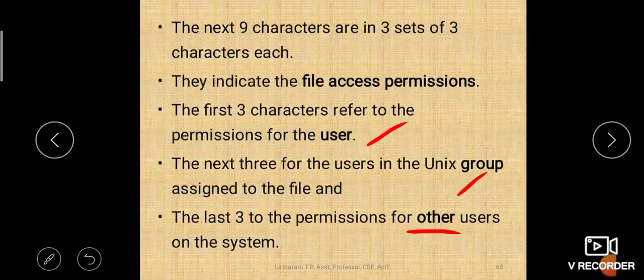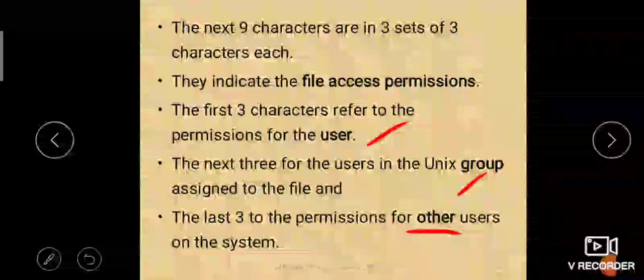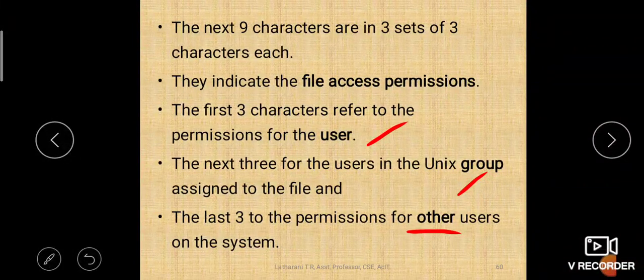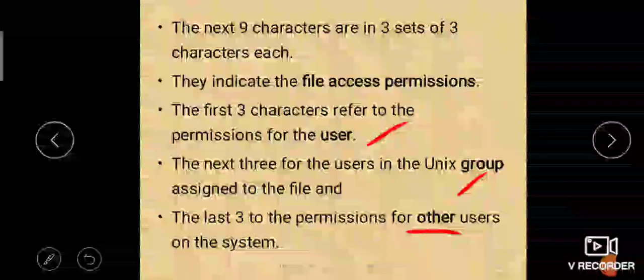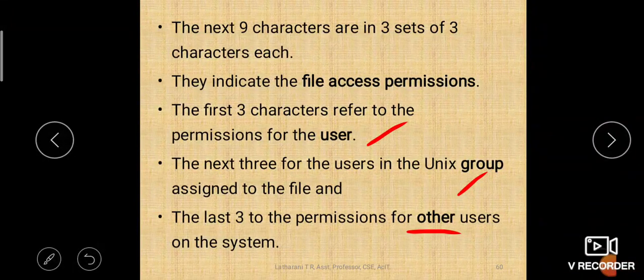And others means any other people who don't belong to this group, or who are not the creator of the file. They are not the users, they are not belonging to any group, some external people, maybe some client of an organization who wants to have business with the organization, or a person who wants to apply for a job in the organization. Those are all others, right?